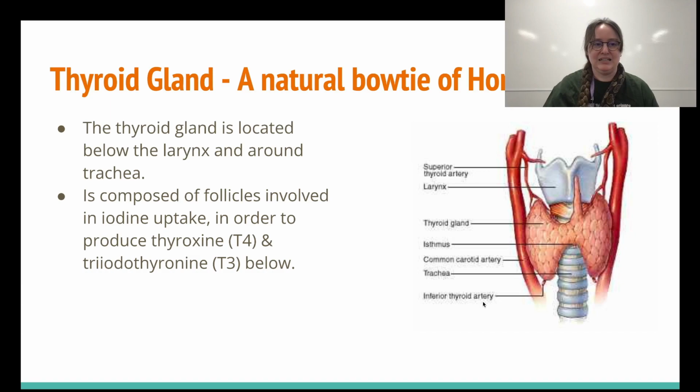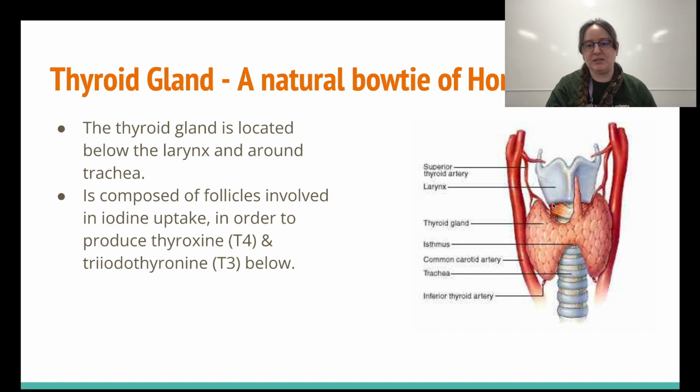Crazy. All right, thyroid gland. So again, the thyroid is located around the larynx, below the larynx, around your trachea. It looks like a funky bow tie, except it has this sticky-up bit right there. It's composed of follicles involved in iodine uptake in order to produce T4 and T3, which we're going to talk about in a minute.